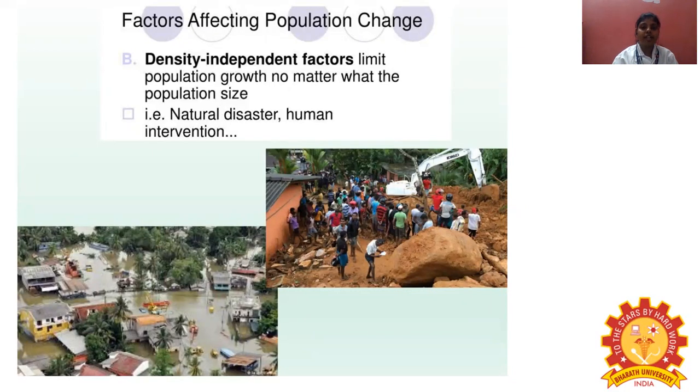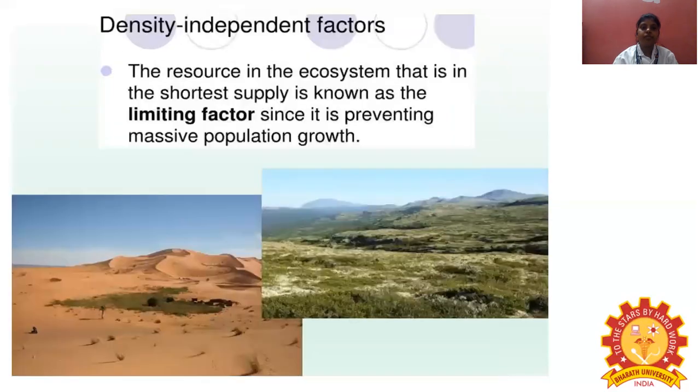Density independent factors limit population growth no matter what the population size. That is, natural disaster, human intervention, etc. The resource in the ecosystem that is in the shortest supply is known as the limiting factor, since it is preventing massive population growth.